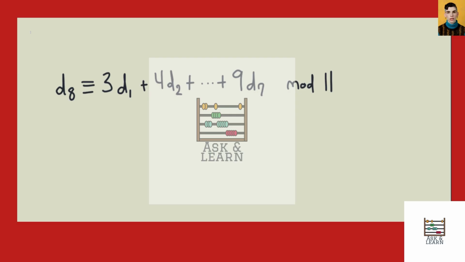Okay, one thing to note is that since this is mod 11, the check digit could be equal to 10, and if the check digit is equal to 10, that will look like an X. And so that's just to differentiate it from being a sequence 1 followed by 0.